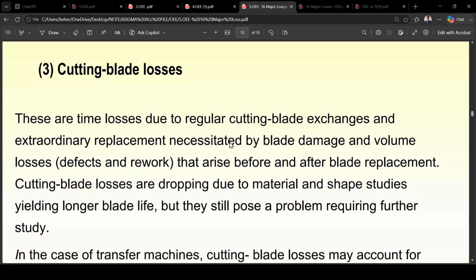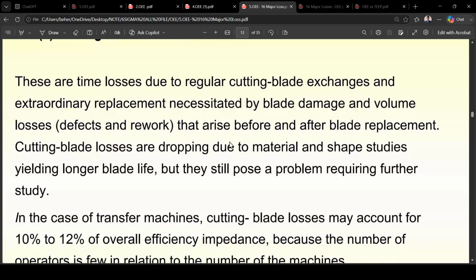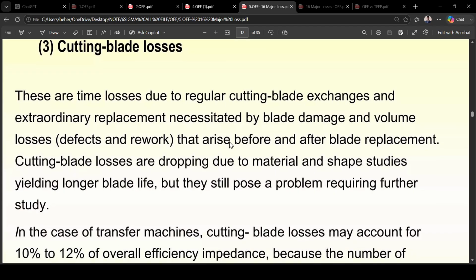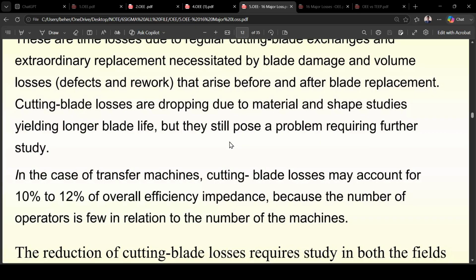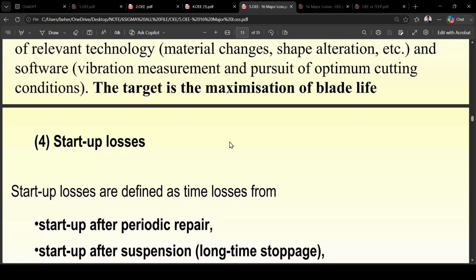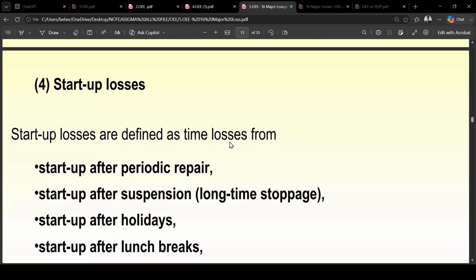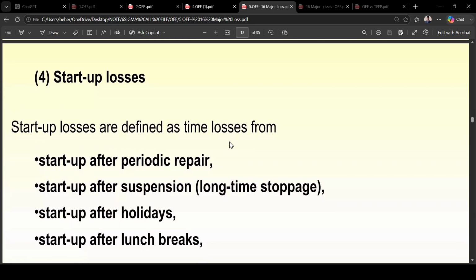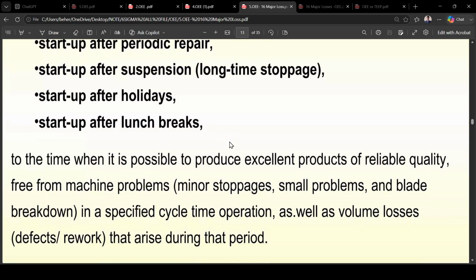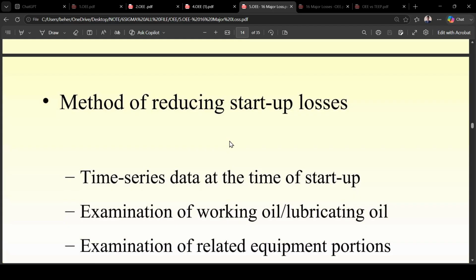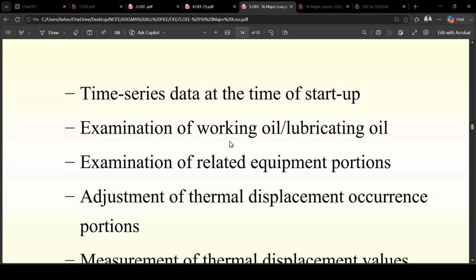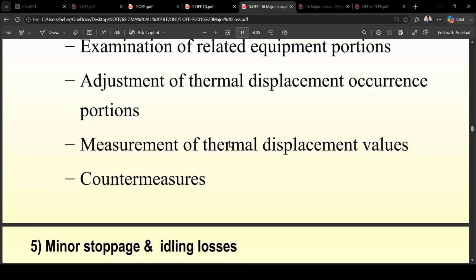And another one is the cutting blade losses. So cutting blade losses, how they happen. He will explain it clearly, then you can read it one by one. Then another one is startup losses. So for startup losses, you can read that page. This is the startup losses. Then the method of reducing startup losses. We will maintain that method of reducing the startup losses.